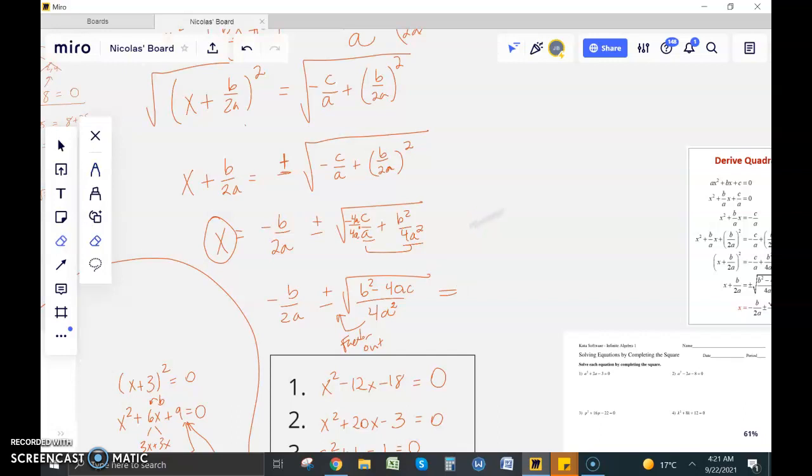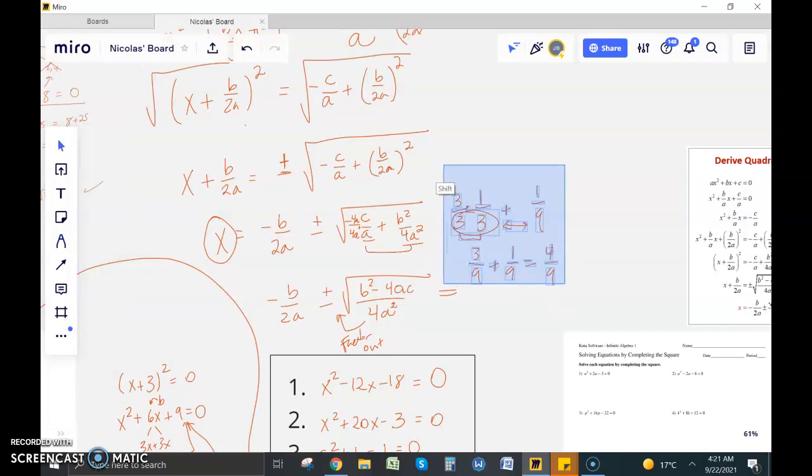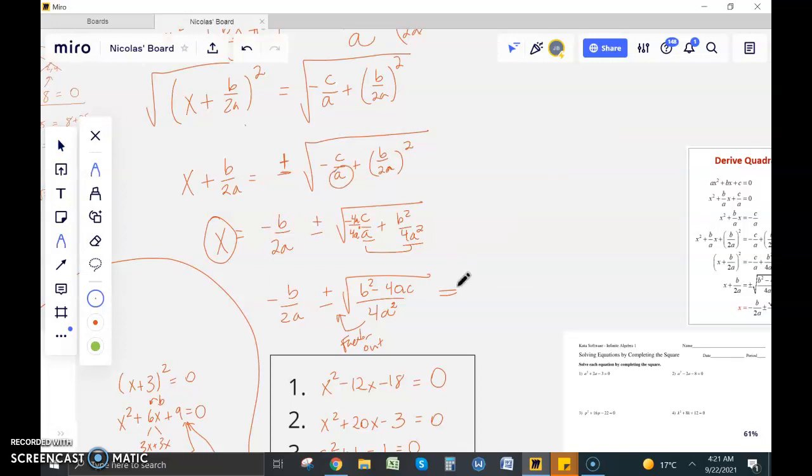This is no different than if I have something like 1/3 plus 1/9, right? I would just multiply this times 3 over 3 so that I can make this a 9, and now it's 3/9 plus 1/9, and I can get 4/9, right? So I just need a common denominator so I can go ahead and combine these two fractions. Same exact thing over here. I want to combine this c over a with that b squared over 4a squared. So I multiply by 4a over 4a.